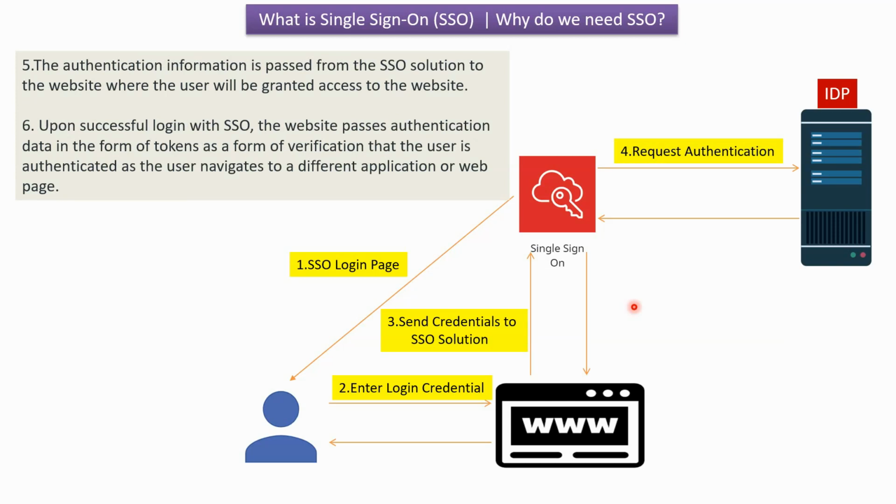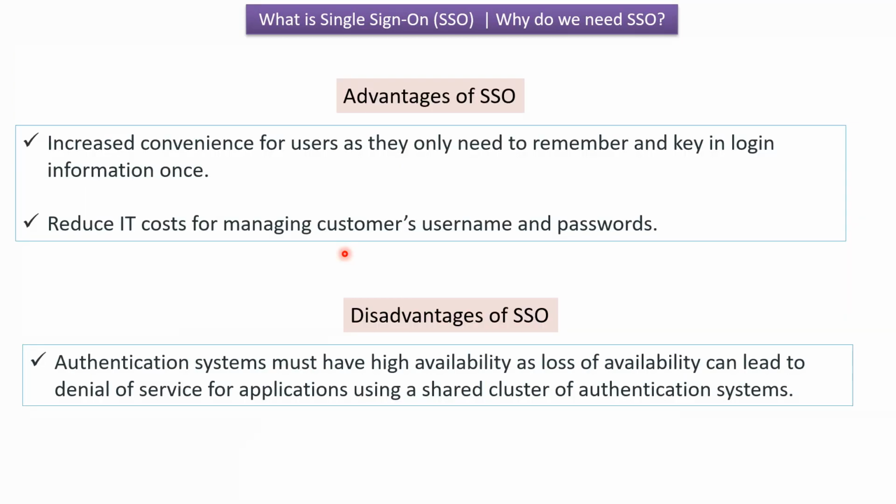The fifth step is that authentication information is passed from the SSO solution to the website, where the user will be granted access to the website. The sixth step is that upon successful login with SSO, the website passes authentication data in the form of tokens as verification that the user is authenticated, and the user can navigate to different applications or web pages.